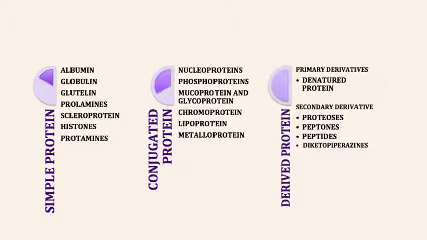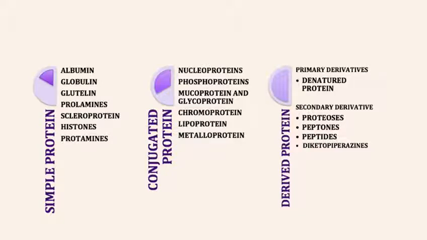The next is histones and protamins. Both are somewhat similar, whereas histones are more complex than protamins, and protamins are the simplest form of proteins. Both of them are soluble in water and are not coagulated by heat.